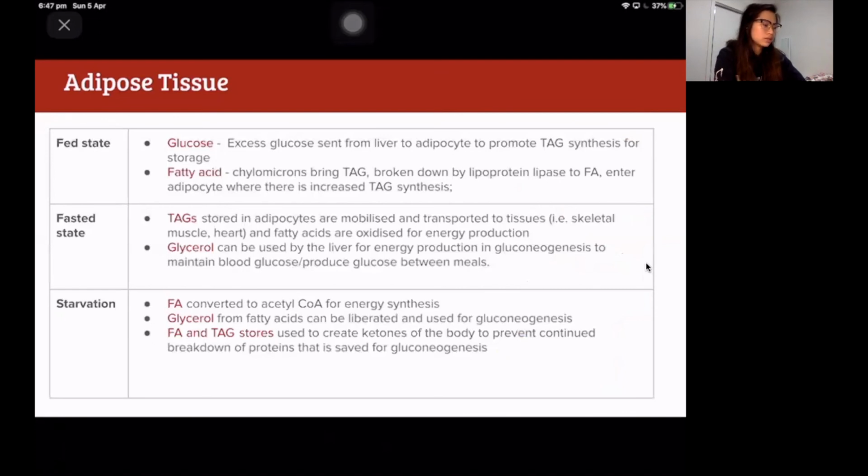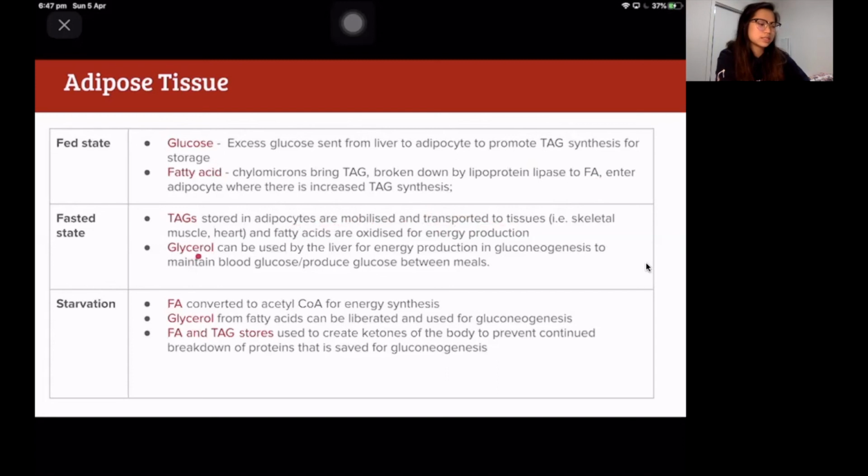So in the fed state, all the excess glucose in the blood is sent from the liver to these adipocytes to promote TAG synthesis for storage. And all the fatty acids straight from our diet are brought by chylomicrons, and then they're broken down into fatty acids, and they enter these cells where they're also used for TAG synthesis for storage. In the fasting state, these stored TAGs are mobilized and transported to tissues such as muscles and heart, where they're just used for energy production.